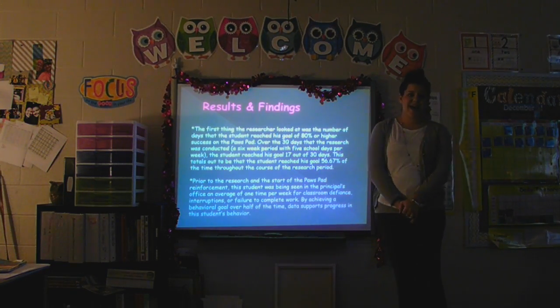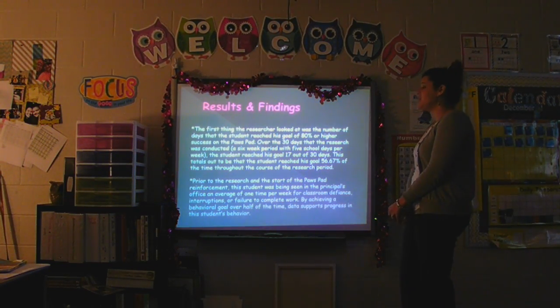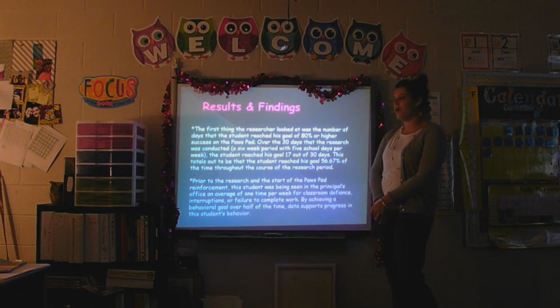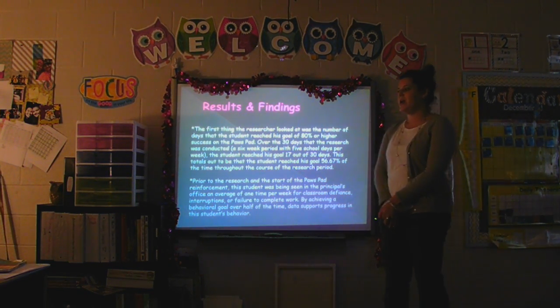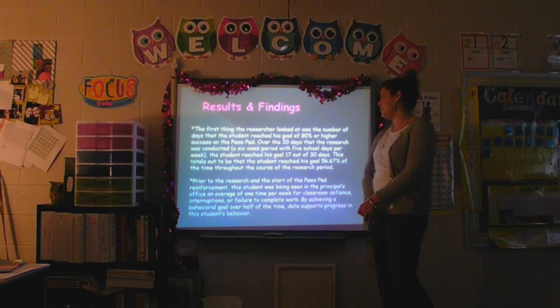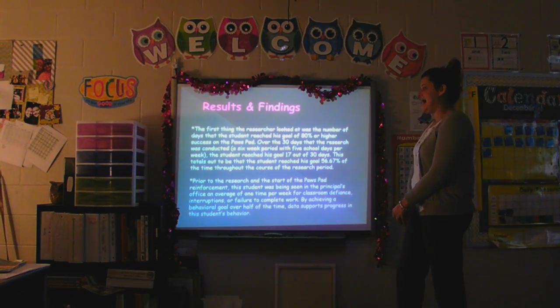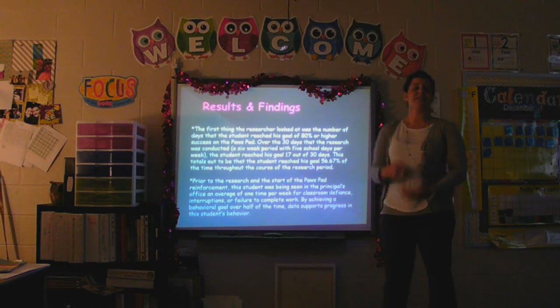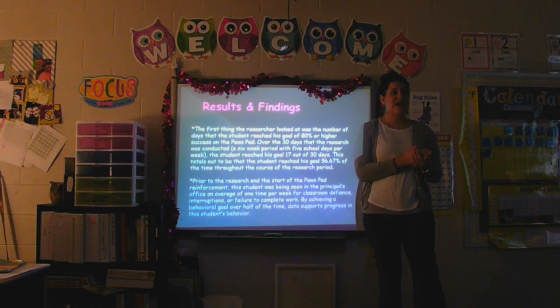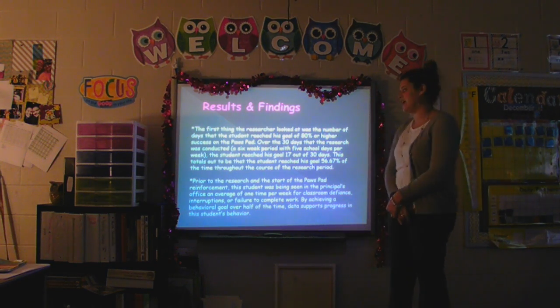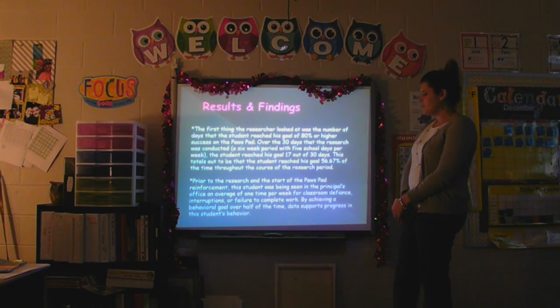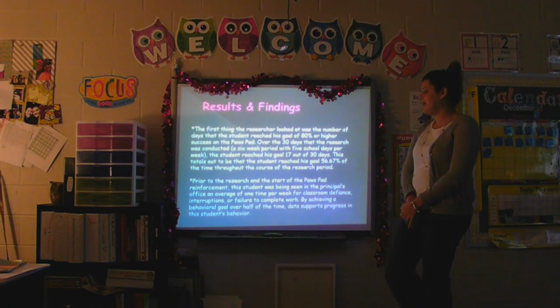So the results and the findings from my study. The first thing that I looked at was the number of days that the student had reached his goal of 80% or higher success on the pause pad. Over the 30 days that I conducted my research, and I basically did this over a 6-week time, so it was 5 school days a week for 6 weeks, totaled out to be my 30 days, that I conducted this study. He reached his goal 17 out of 30 days.